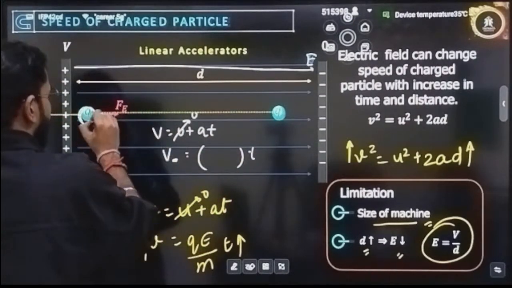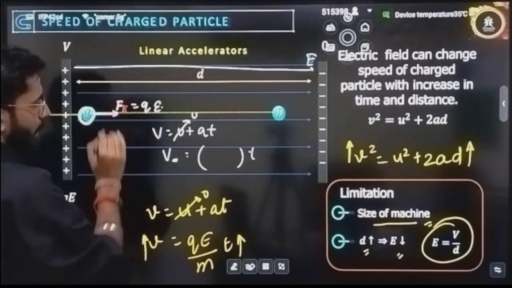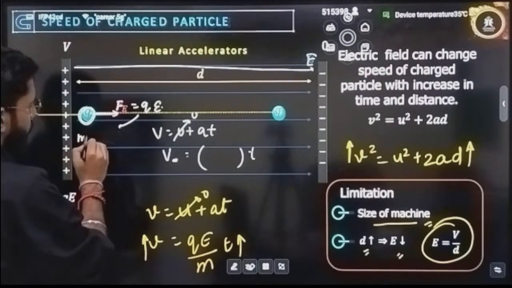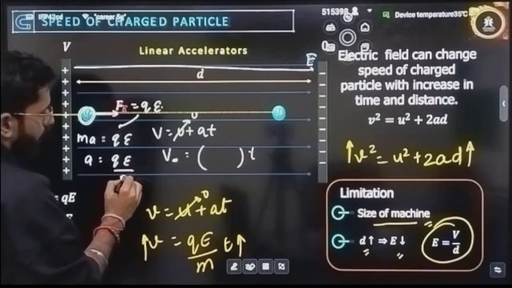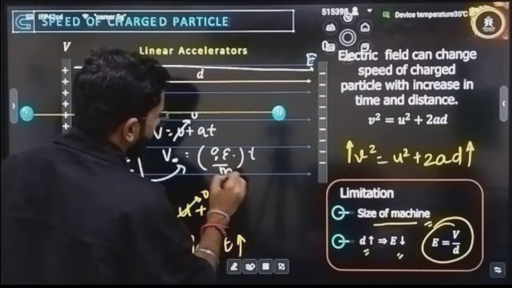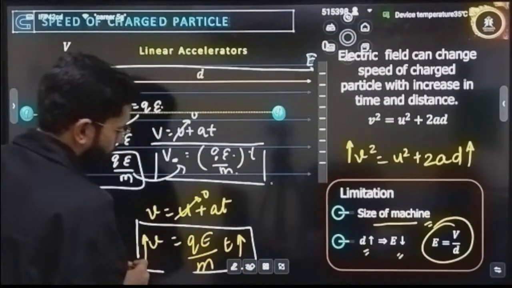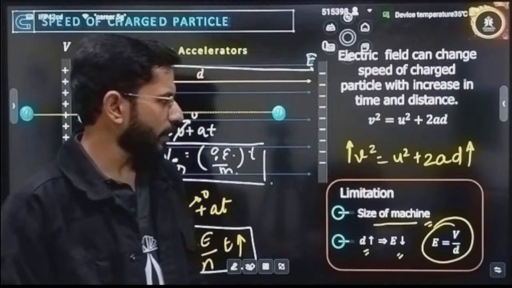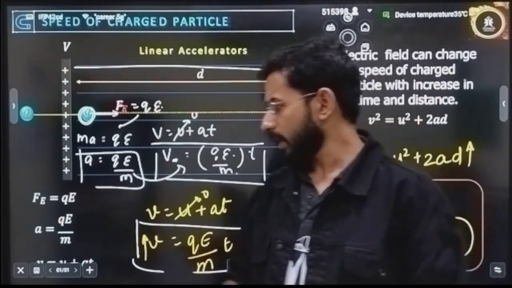How will we write the acceleration? Tell me, what is the force applied on this? Force has the same direction as the field, and force can be written as q into E. Also force is mass into acceleration, equal to qE, so acceleration is qE divided by m. Now put the same acceleration here: velocity is equal to qE divided by m into time t. Is it clear? You can simply see how the velocity depends on the electric field. Correct?